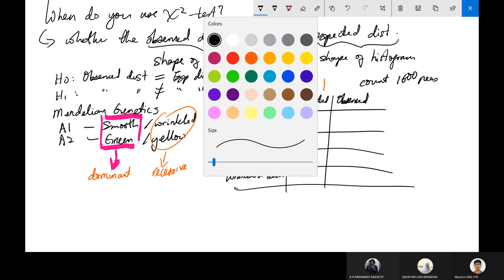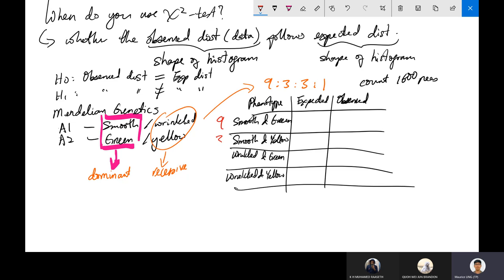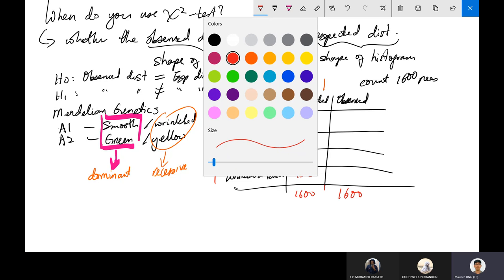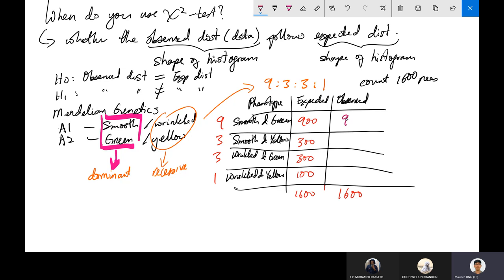Okay, anyway, so this is your Mendelian genetics. This is a 9331. So when you actually count 1,600 peas, what is the expected number based on the ratio itself? If you count 1,600 peas, what is the expected number of smooth and green? 900, 300, 300, and 100. But when you actually do the pea counting, do you think that you get exactly 900, 300, 300, 100? No, right? So you will get something that looks like this. Maybe you get 880, 320, 320, and 80, for example.